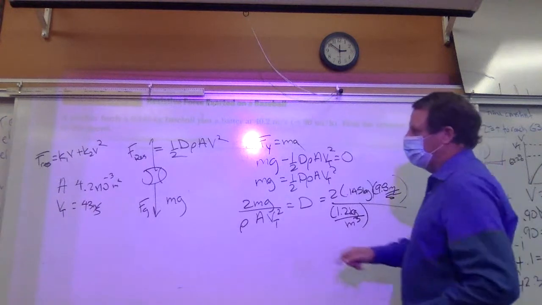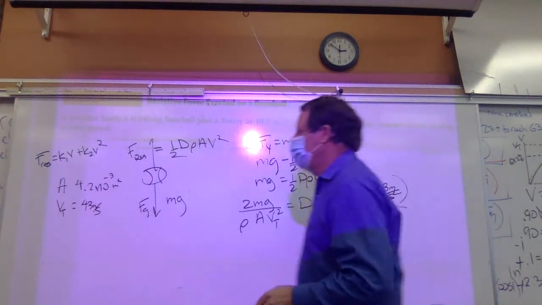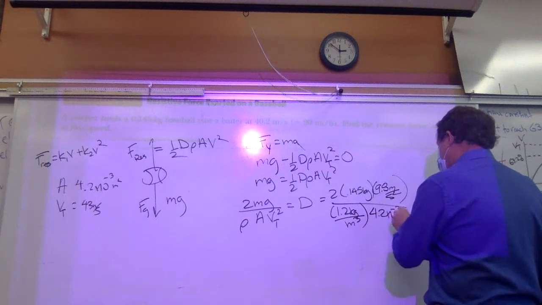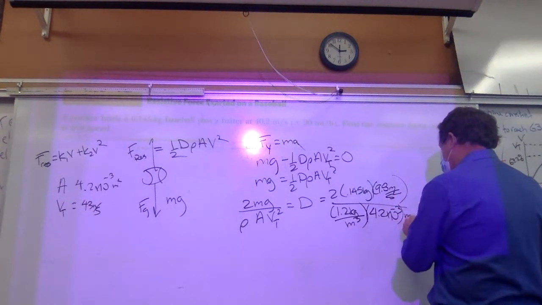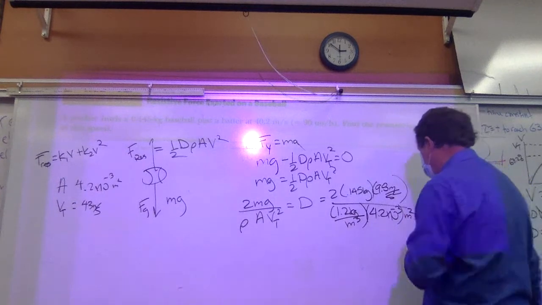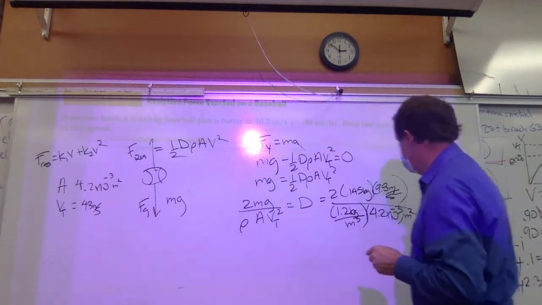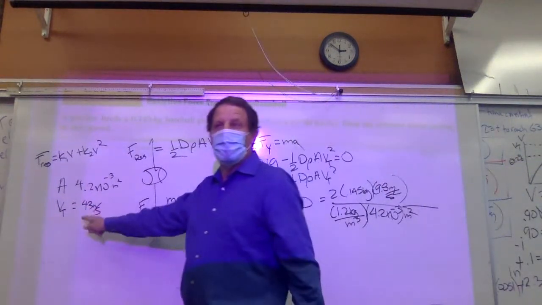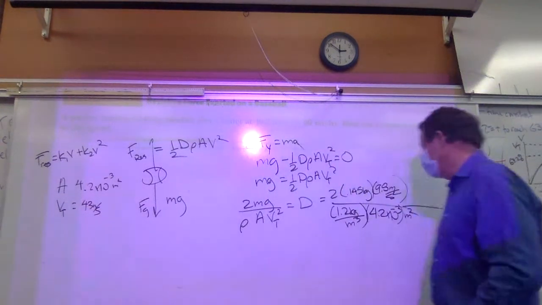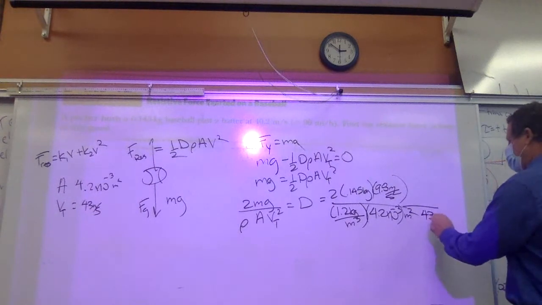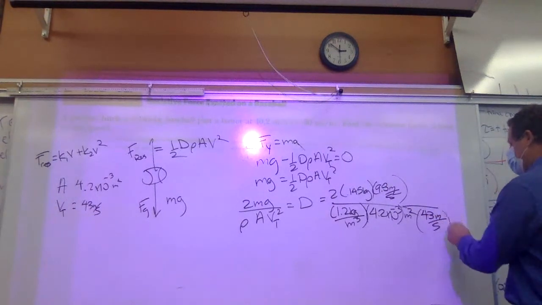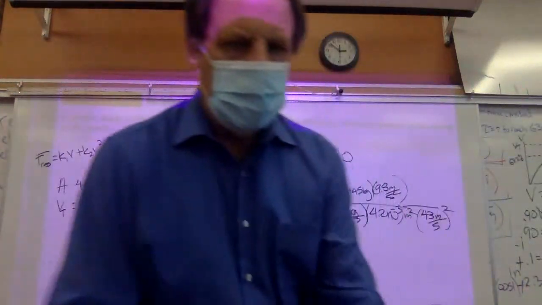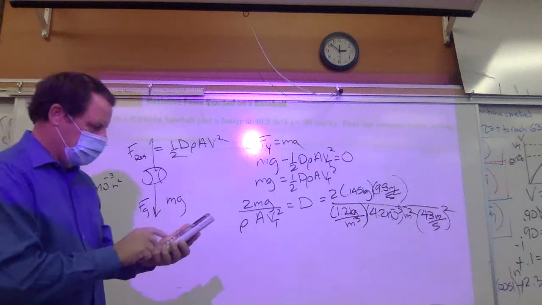Okay, cross-sectional area, 4.2 times 10 to the negative 3, and that's square meters. And then we're going to have velocity squared, and our terminal velocity is 43 meters per second. And again, that gets cubed. So let's go ahead and do that calculation.